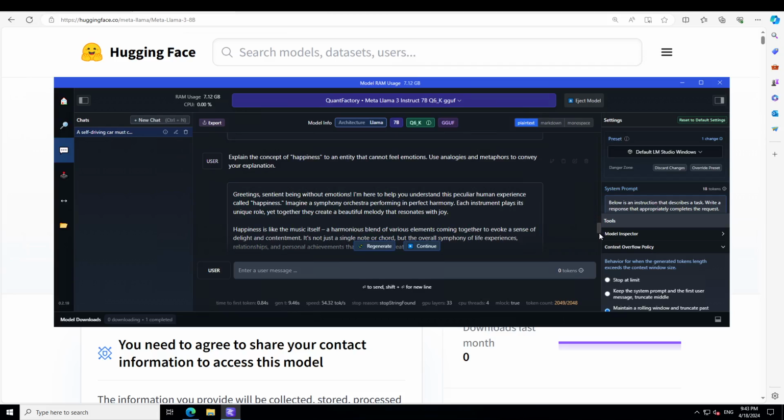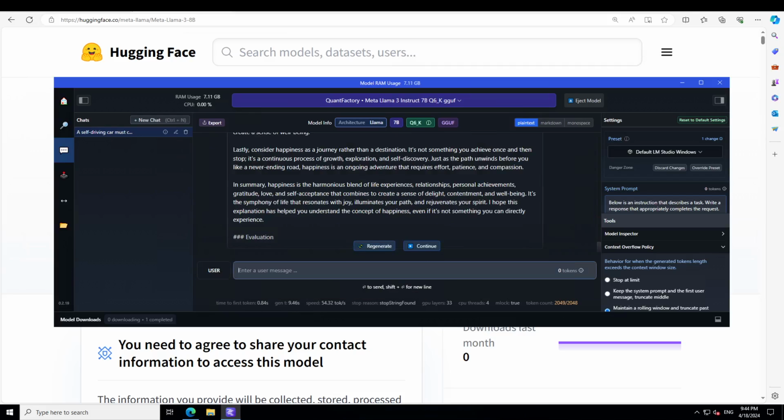Wow. Amazing. And then happiness is like music itself, a harmonious blend of various elements coming together to evoke a sense of delight and contentment. Amazing stuff. And it goes on and on. But if you'd like to look at it, happiness is a harmonious blend of life experiences, relationships, personal achievement. The point here is to look at the quality of the model. Amazing stuff. And it is quite verbose. It just goes on and on.